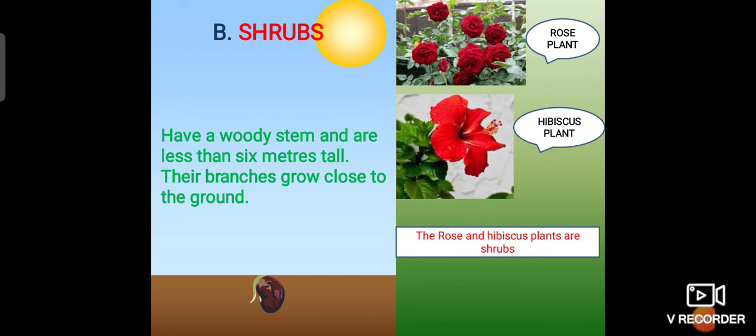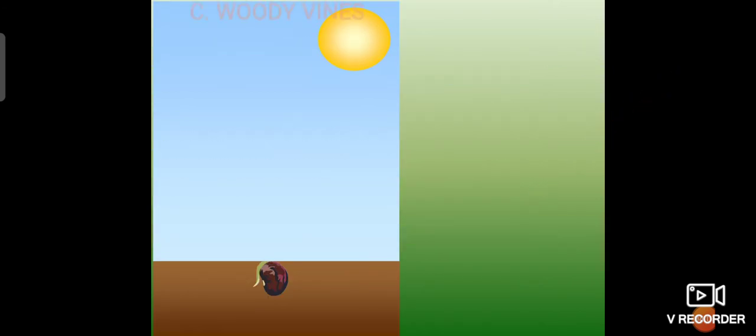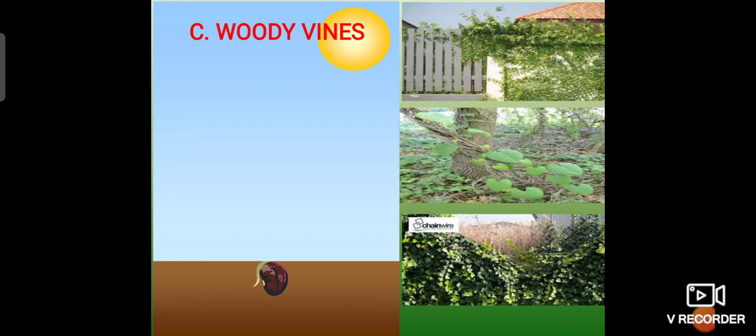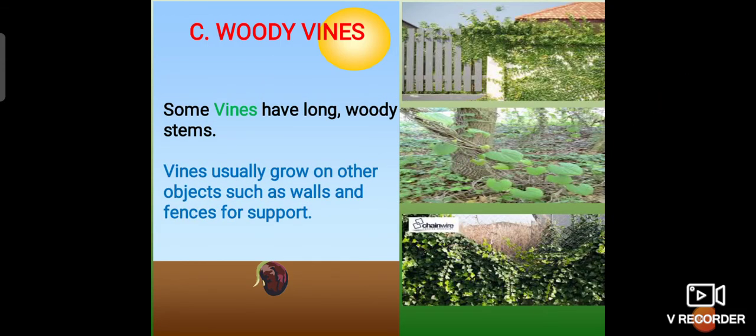Now let's take a look. The third example of woody stem plants is the woody vine. Look, this is a woody vine. Some vines have long woody stems, but they cannot grow by themselves. They need support. They need to grow on other objects such as walls, fences, or supports.